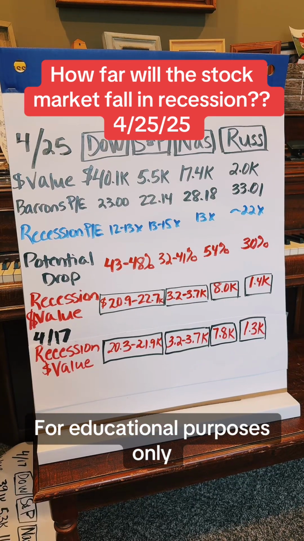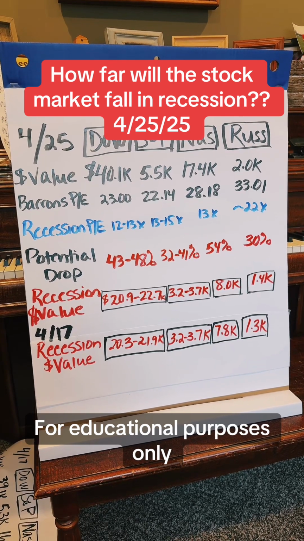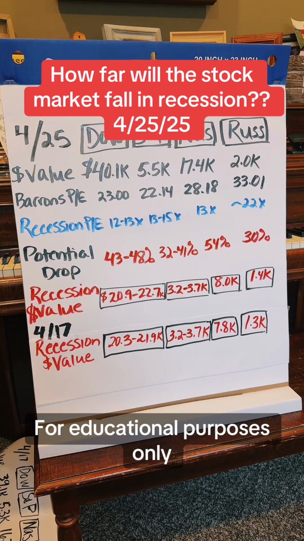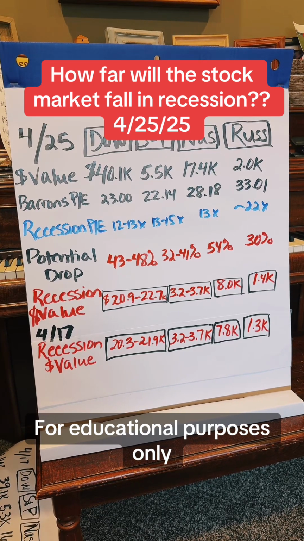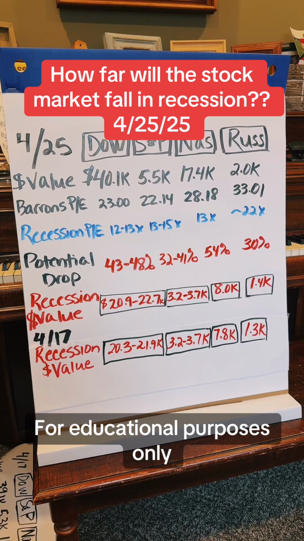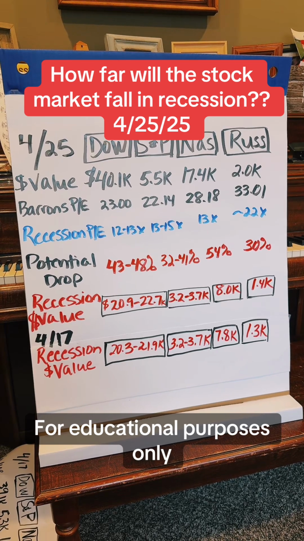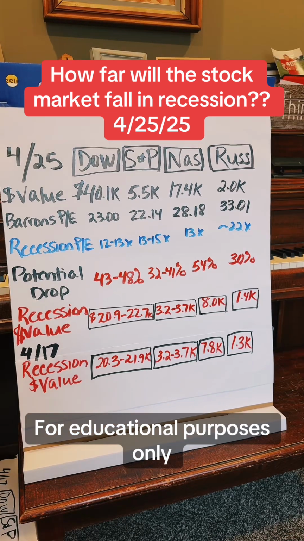So here's my fancy chart. You can see as of Friday's close for each of the major indexes, the value, Barron's PE as of that date, the same recession PE from my prior analysis, and the potential drop we could see based on that relationship between the current PE, Barron's estimated, and the recession PE.